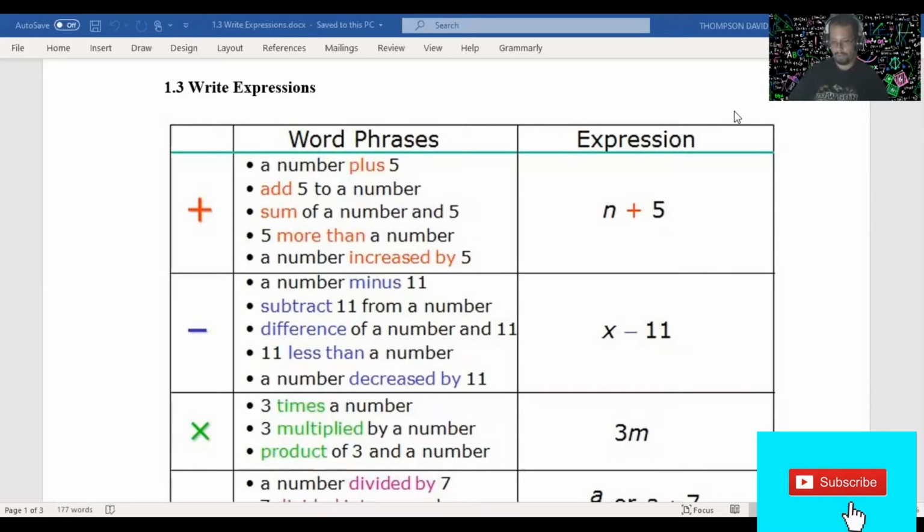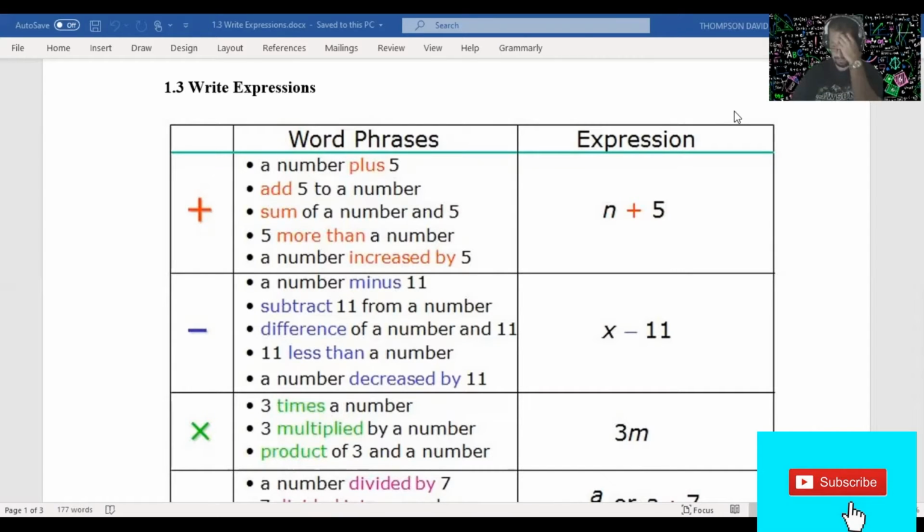In this video, I want to talk about writing expressions. First, let's talk about addition. In word phrases, we would say a number plus 5. Add 5 to a number. Sum of a number and 5. 5 more than a number. A number increased by 5. As an expression, we will just simply write n plus 5.